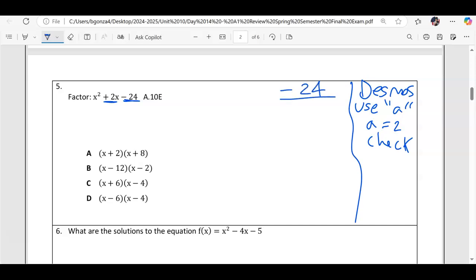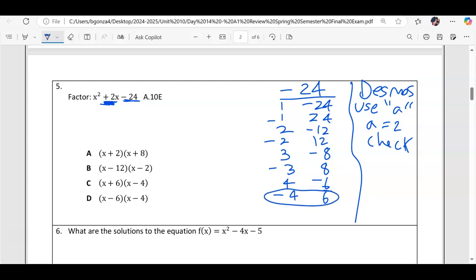So negative 24, 1 times negative 24, negative 1 times 24, 2 times negative 12, negative 2 times 12, 3 times negative 8, negative 3 times 8, 4 times negative 6, negative 4 times 6. Now out of all those combinations, which one adds up to positive 2? Negative 4 plus 6 equals 2, which is what we wanted for our B value.